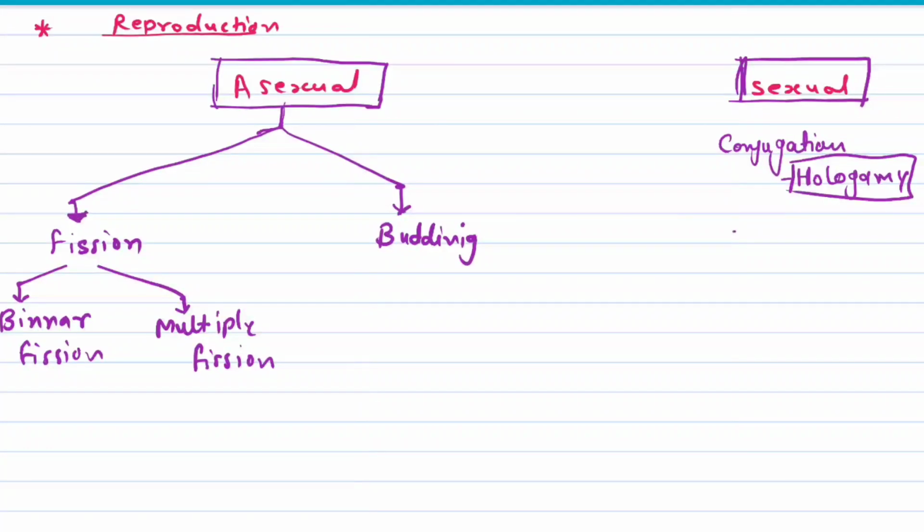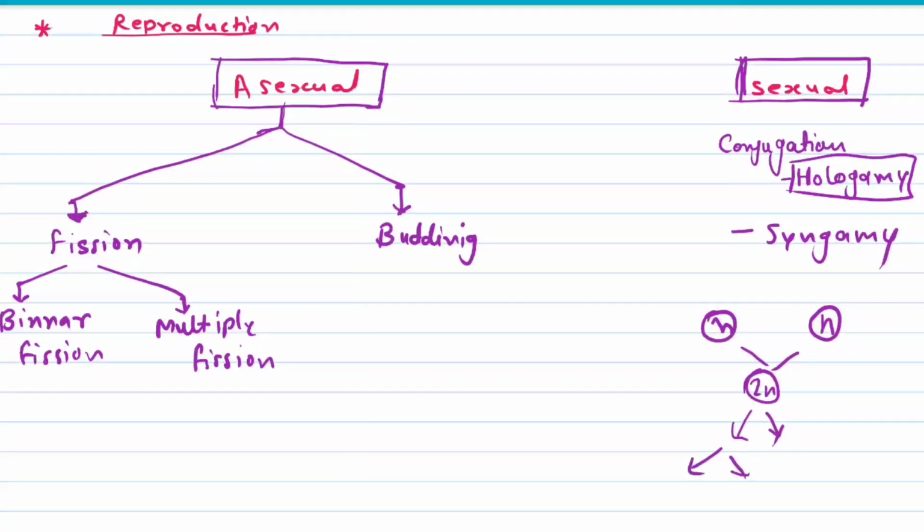But in syngamy, what happens in the syngamy process? The whole body of the protozoans does not fuse, only the gametes, only the nuclei get fused, and then divide mitotically and produce four progeny cells. So okay, hope you all understand about reproduction in protozoans.